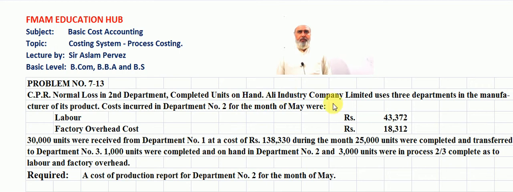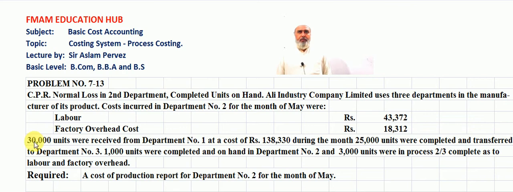Ali Industry Company Limited uses three departments in the manufacture of its product. Costs incurred in department number 2 for the month of May are: labor ₹43,372 and factory overhead cost is ₹18,312.